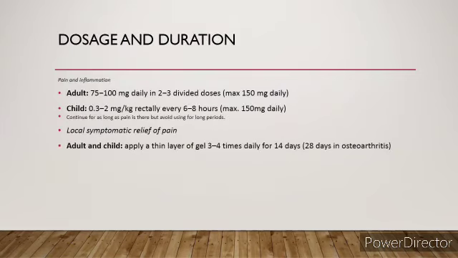Then the dosage: how do we give it? In adults, we give from 75 milligrams to 100 milligrams daily in 2 to 3 divided doses, and the maximum is supposed to be 150.